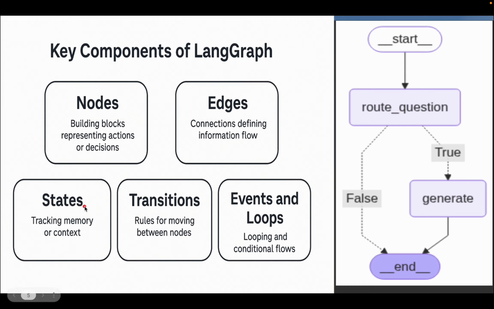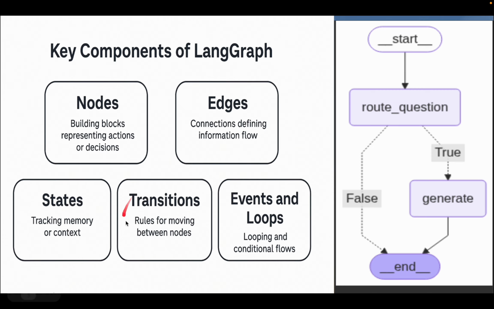Third is state. State is the most crucial part of a LangGraph agentic application. This is where we define all our variables, all our context which will be generated and which we want to store. You can consider state as the brain of your agentic application. How we define state, nodes, and edges, we will see in a few minutes in the demo session.